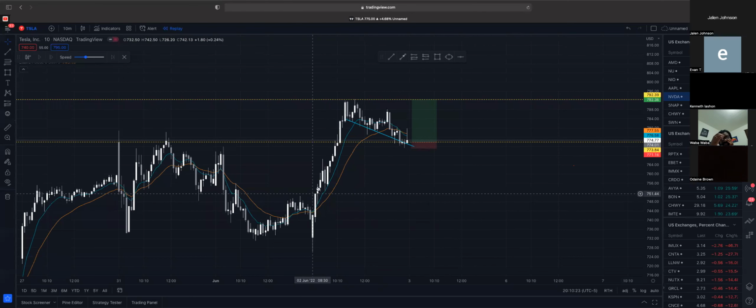Y'all see what I'm doing? Y'all see how I prefer the retest anytime. So I don't care if a stock pulled back. I don't care if a stock is just running up. I'm waiting for it to retest a support level before I take calls again. Same way with puts, right? So as you can see, Tesla came back, retesting it. I'm taking it now, right?